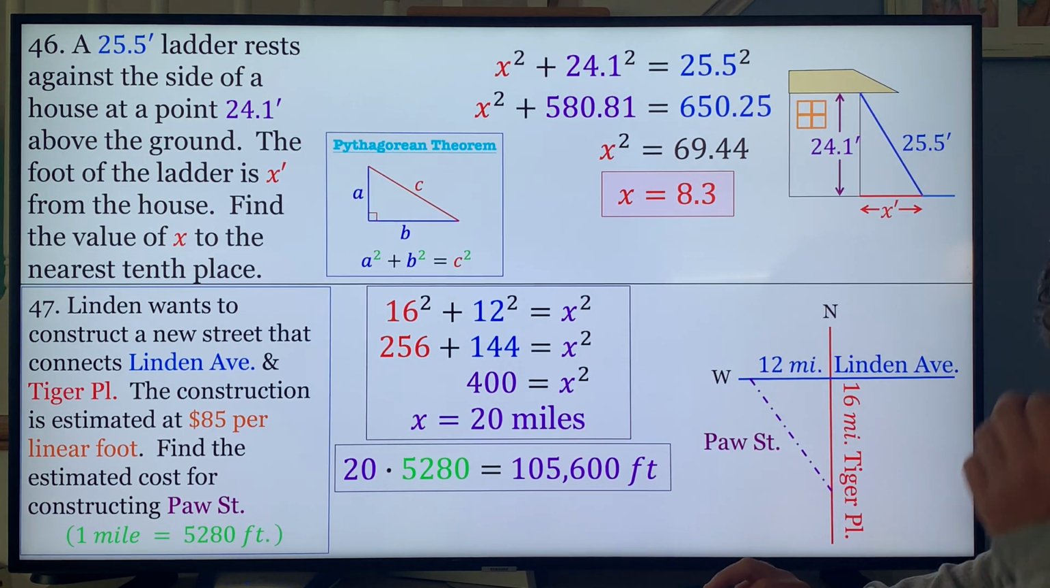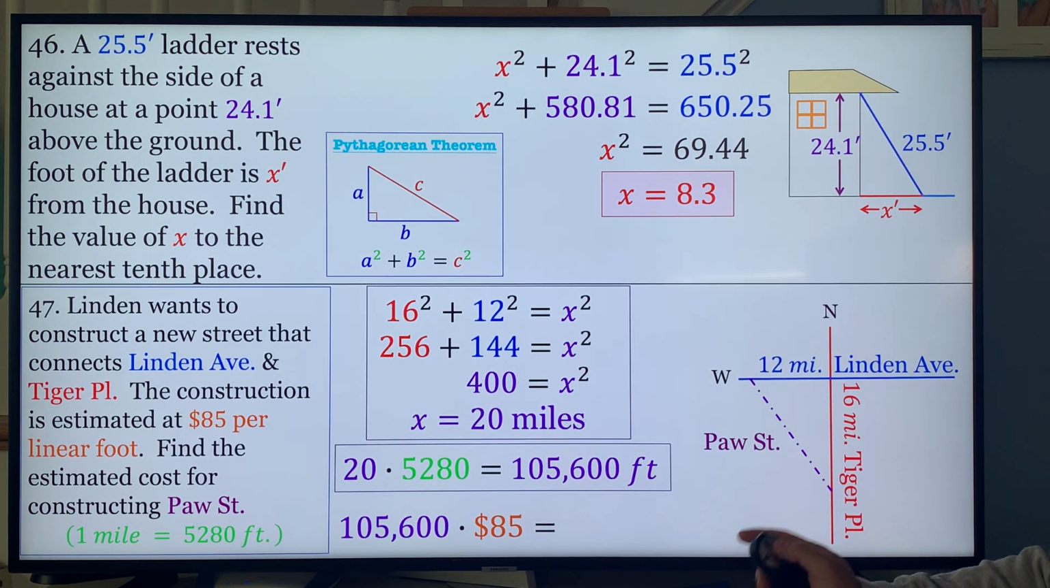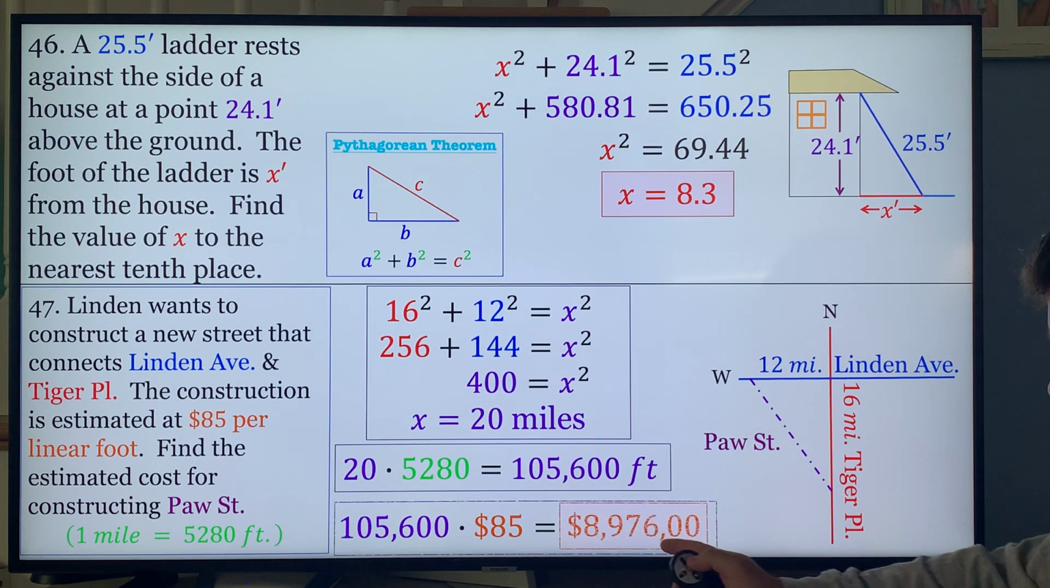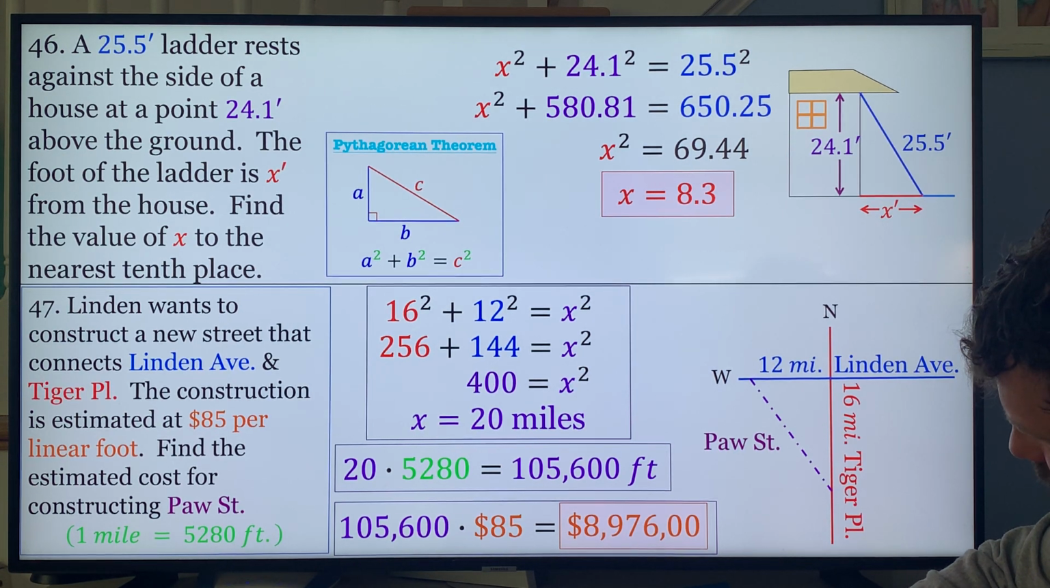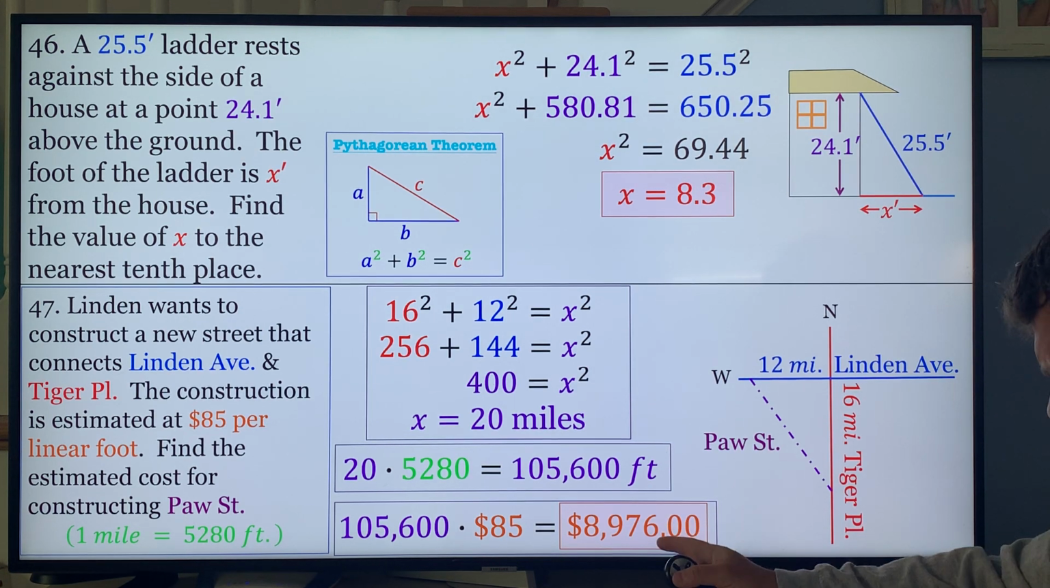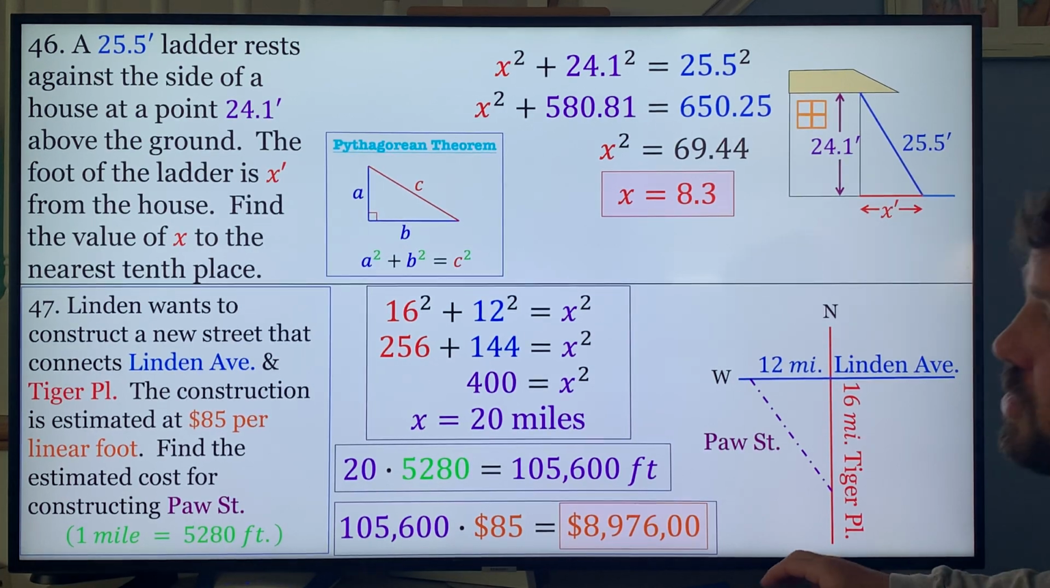Now, how do we convert this to see how much money it costs? If it's $85 per foot, we take this number and multiply by 85. 105,600 times 85 gives you 8. Whoa, I forgot a zero there. Uh-oh. That is 8,976,000. I don't know where my zero went. Here, I'll put it in there, 0. All right. So that is your answer.